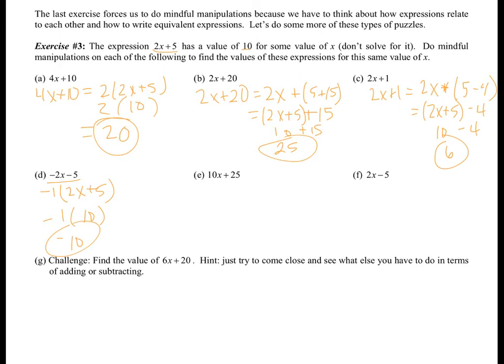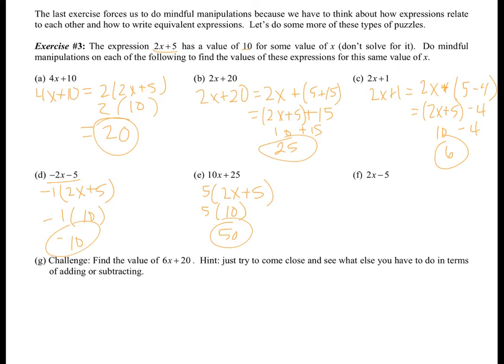To get from 2x to 10x, it's multiplying by 5. To get from 5 to 25, it's multiplying by 5. So 5 times 2x plus 5 is the same thing as 10x plus 25. We know that 2x plus 5 is the same as 10. So 50 is what that expression is equal to.